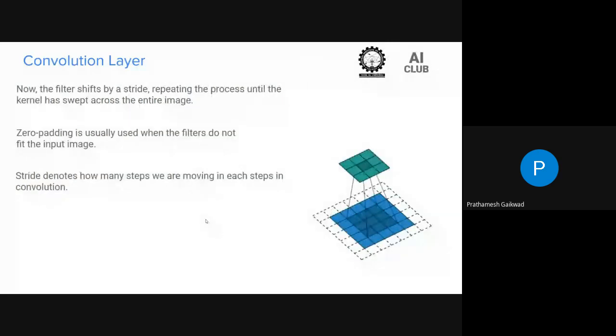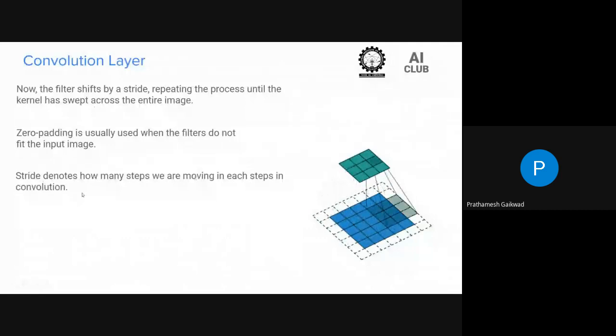Now the filter shifts stride by stride, as you see in the video, and also you can see here. This is the filter, this is the input image, and it's giving output for the next layer. The filter shifts stride by stride. Stride is how many steps we are moving in each step of convolution.